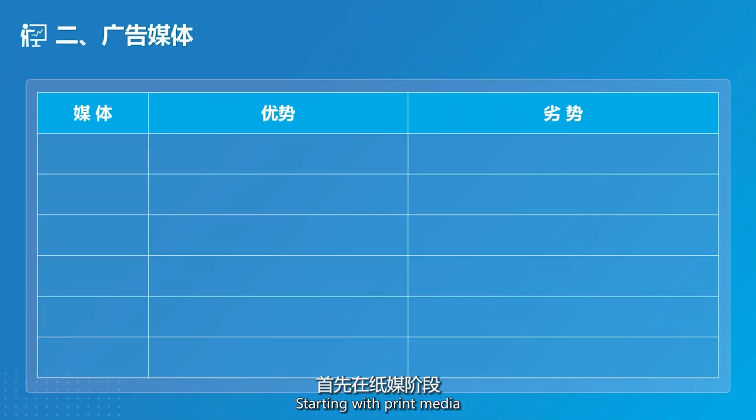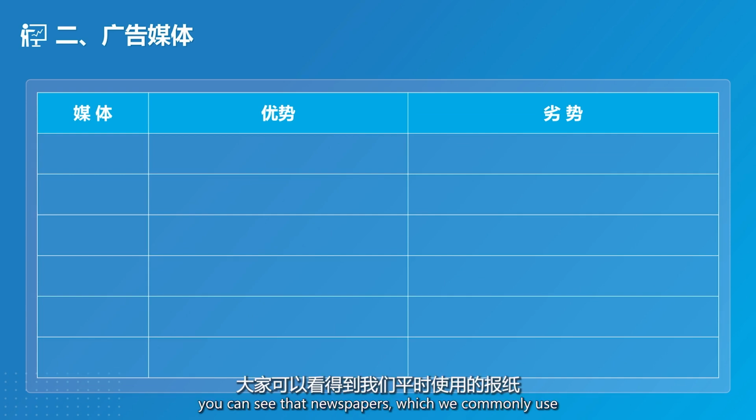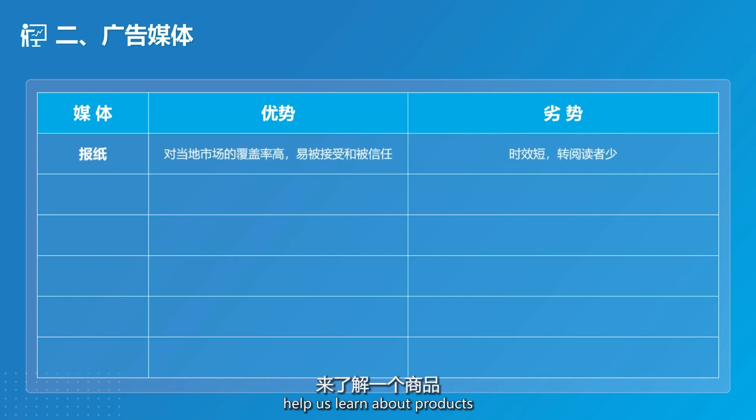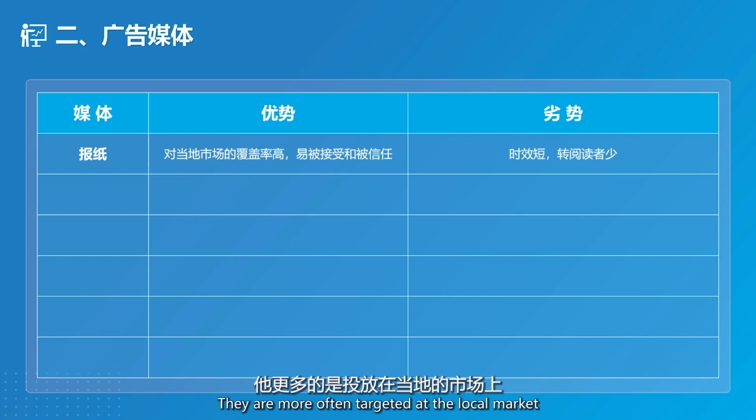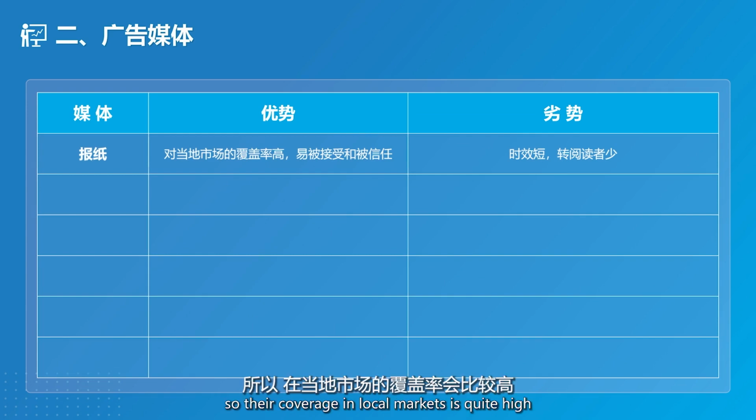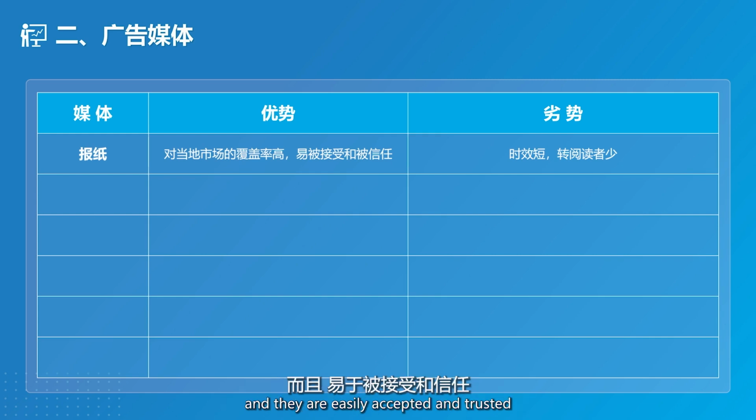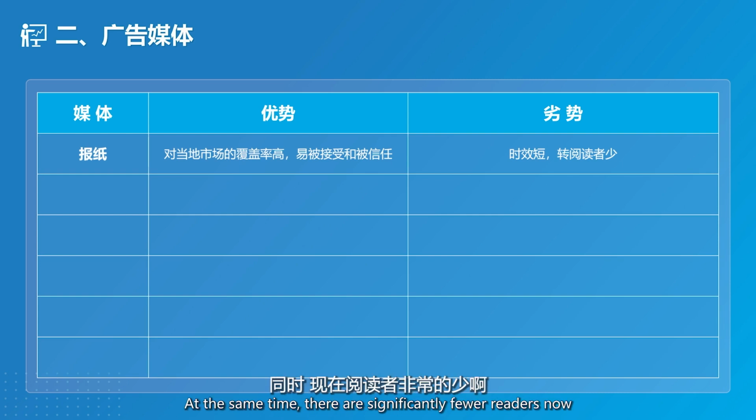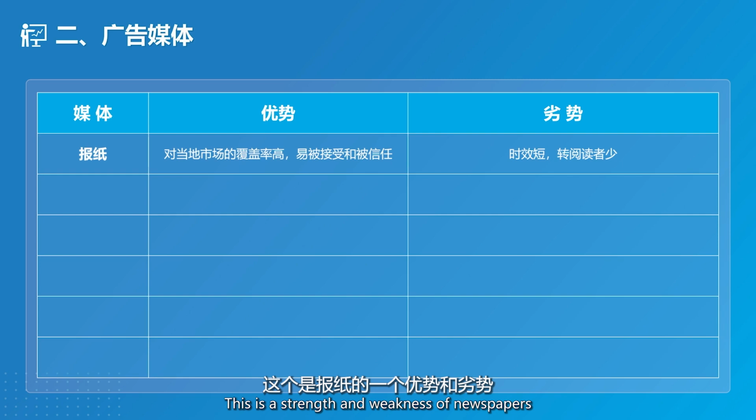Starting with print media. You can see that newspapers, which we commonly use, help us learn about products. They are more often targeted at the local market, so their coverage in local markets is quite high, and they are easily accepted and trusted. However, in an era where smartphones are indispensable, the prevalence of newspapers has declined, making their timeliness somewhat short-lived. At the same time, there are significantly fewer readers now. This is a strength and weakness of newspapers.